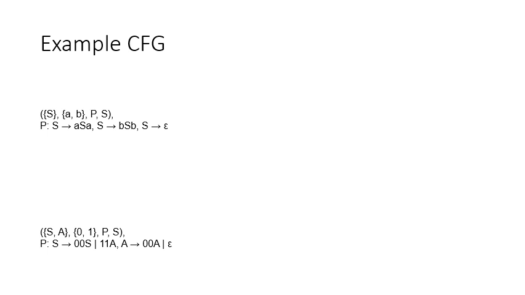So this is an example. You can see it's a 4-tuple. The first set is set N, which is the variable S, symbol S. Then you have T, the set of terminal symbols. So you have A and B, these are the terminal symbols.